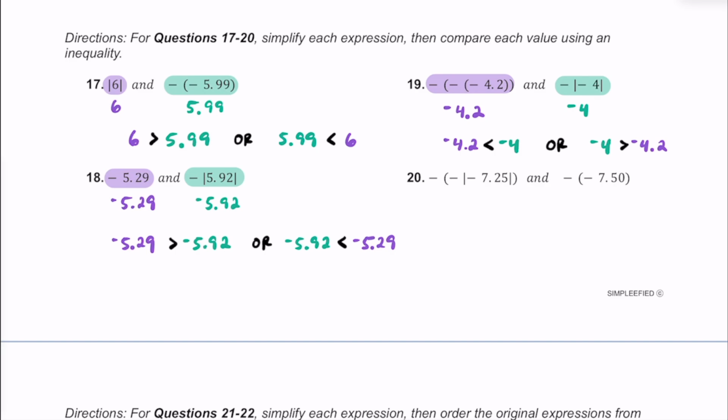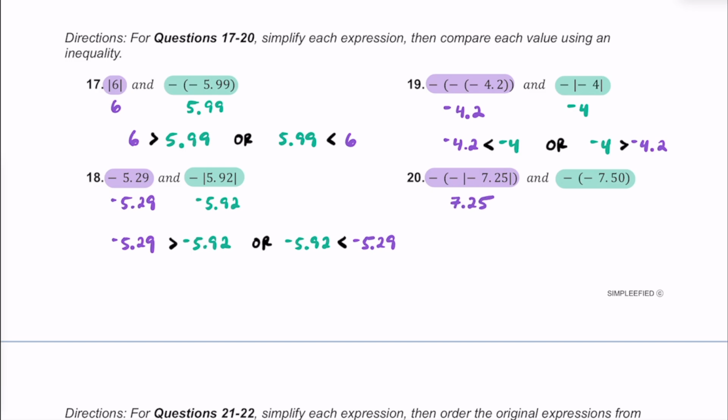For number 20, we have the opposite of the opposite of the absolute value of the opposite of 7.25. That's going to be our first expression. And then the other expression we have here is the opposite of 7.5. For the expression on the left, the absolute value of this negative 7.25 is just going to be positive 7.25. But if you take the opposite of positive 7.25, that's just going to be 7.25.